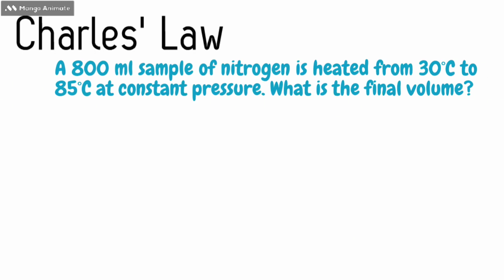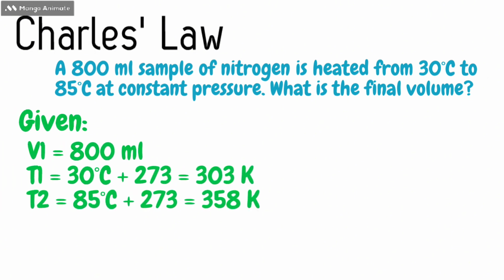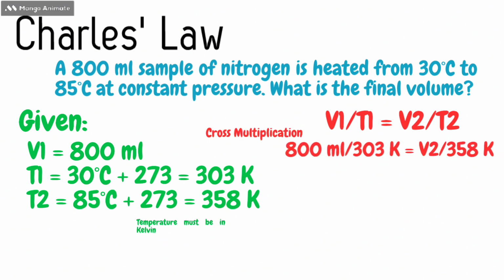We can use the Charles' law formula to solve this problem. V1, or the initial volume, is equal to 800 ml, while T1, or the initial temperature, is equal to 30 degrees Celsius, while T2, or the final temperature, is equal to 85 degrees Celsius. Substitute these givens into our formula. Let us do a cross multiplication to get rid of the denominators.